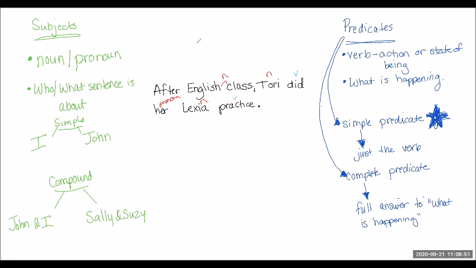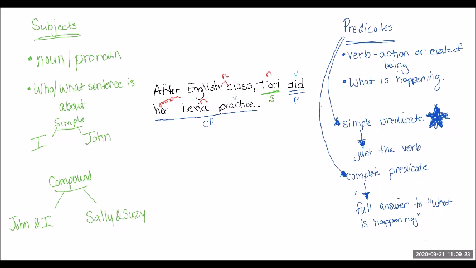Let's see. Well, I have a lot of nouns, so maybe I'll start by looking for the predicate. Predicate is did her Lexia practice? Right? Our simple predicate is did. What did she do? Her Lexia practice. Oh, but who was it? Who or what did Lexia practice? It is Tori. Tori did Lexia practice. So Tori is my subject.